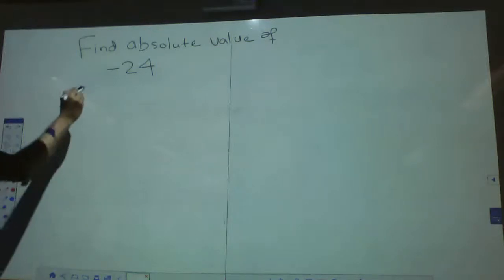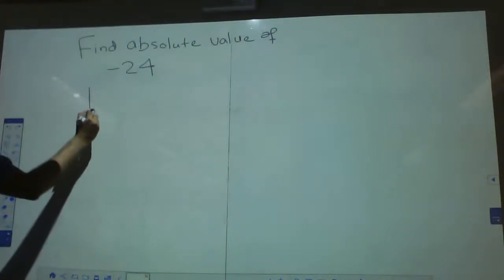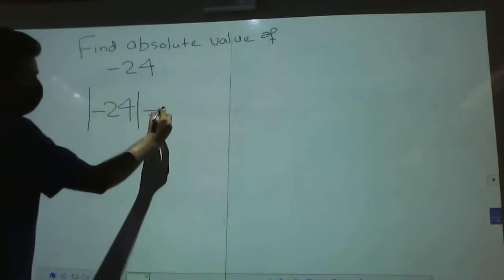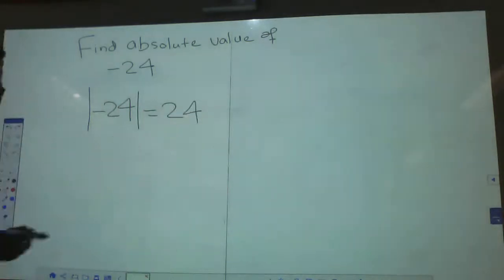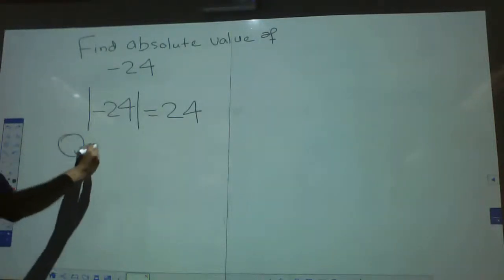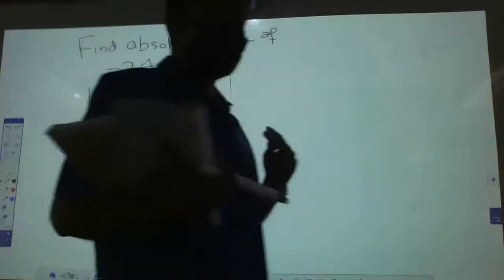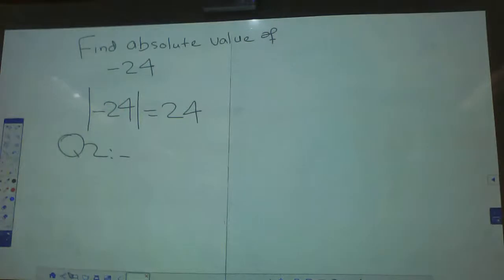What we have to do is simply put the absolute sign around minus 24. So the answer is what? 24, right? Any question number 2, do it now please. Question number 2, you have to do it like this one. Please do it like this. Oh, done, right?